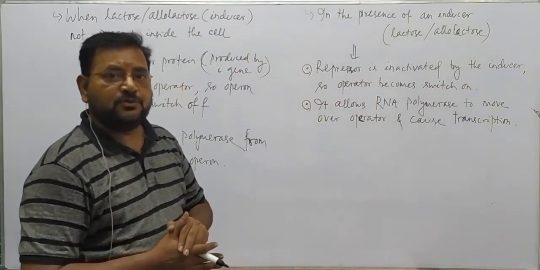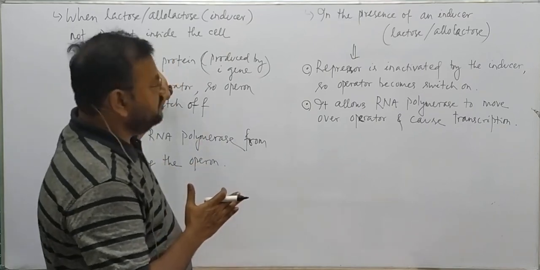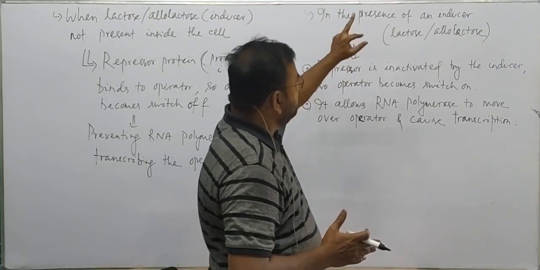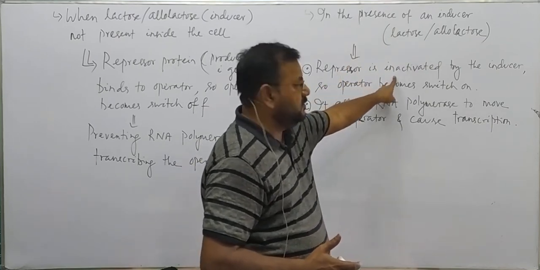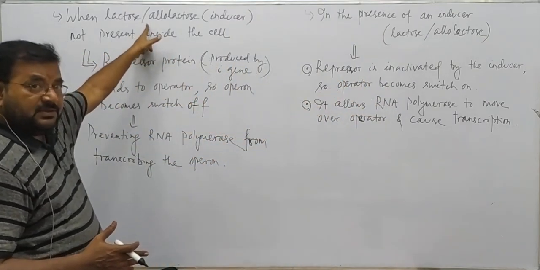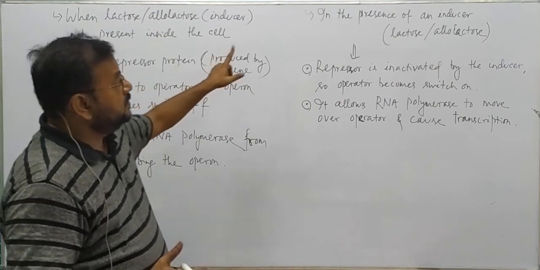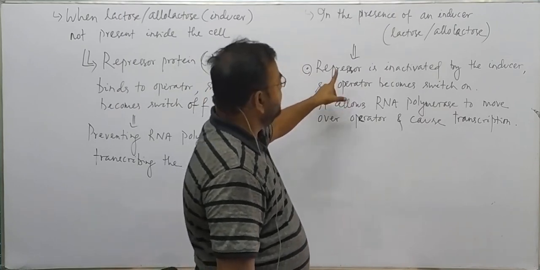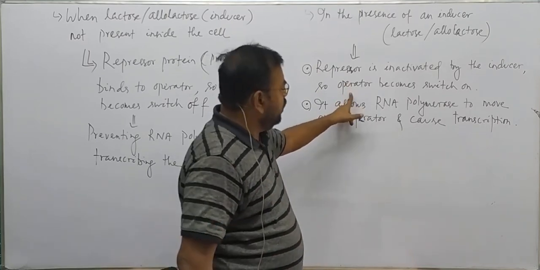You should follow the diagram on the previous page. In the absence of the inducer, what happens? In the presence of the inducer, what happens? In the presence of the inducer, lactose binds to the repressor, so the repressor becomes inactivated. Here, the inducer was absent, so it cannot bind to the repressor, so the repressor binds to the operator and the operator is switched off. But here, the inducer binds to the repressor, so the repressor becomes inactivated. So the operator remains free. The operator is not bound by the repressor, so the operator becomes switched on.